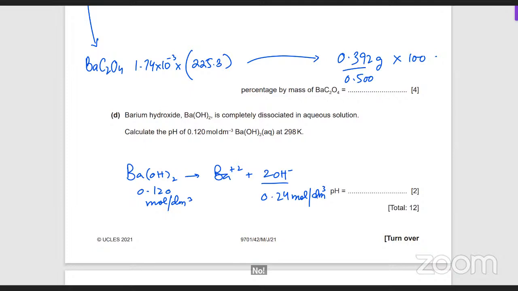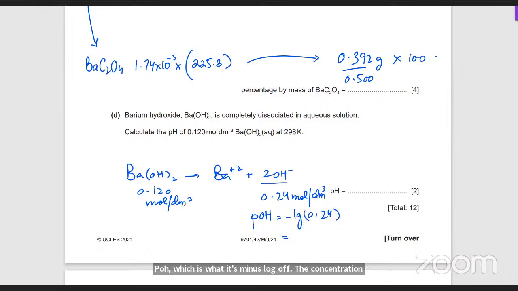अच्छा, इससे क्या कर सकते हैं? There are two ways of doing this. You can either calculate pOH, which is minus log of the concentration of OH ions. तो क्या वैल्यू आ रही है हमारे पास pOH की? Log of 0.24. अच्छा, 0.62 आ रही है, ठीक है, 0.62. So that's your pOH, and your pH will be 14 minus this. And that's 13.38.